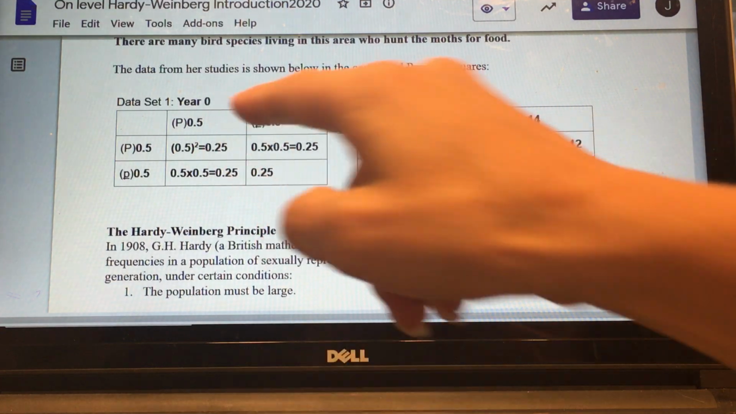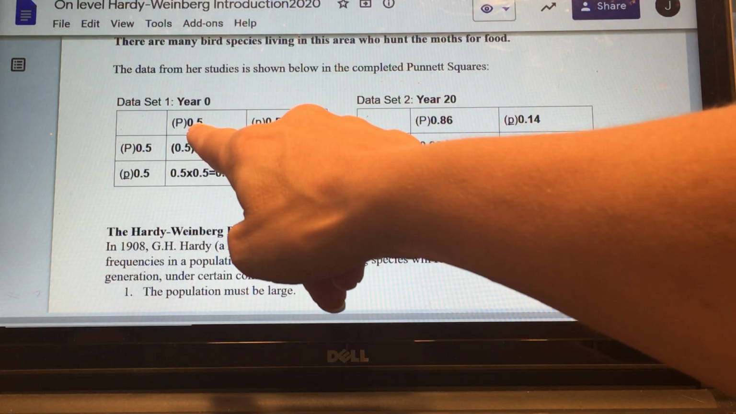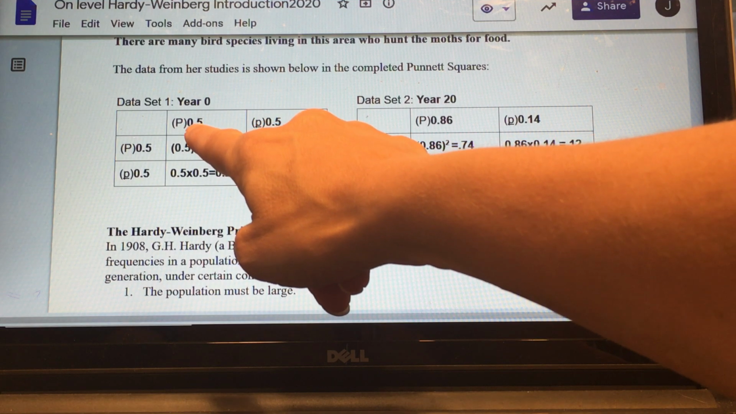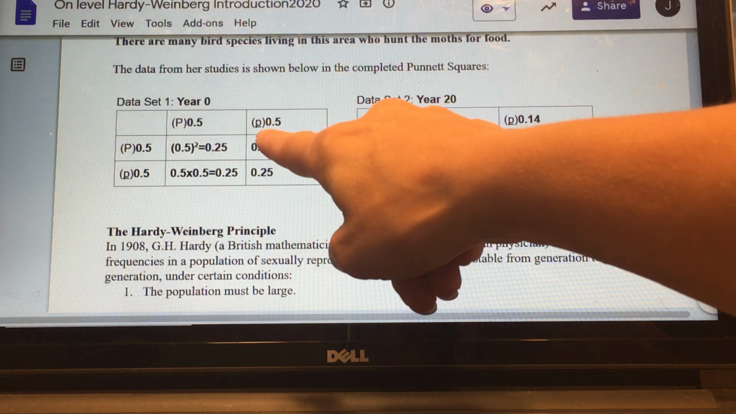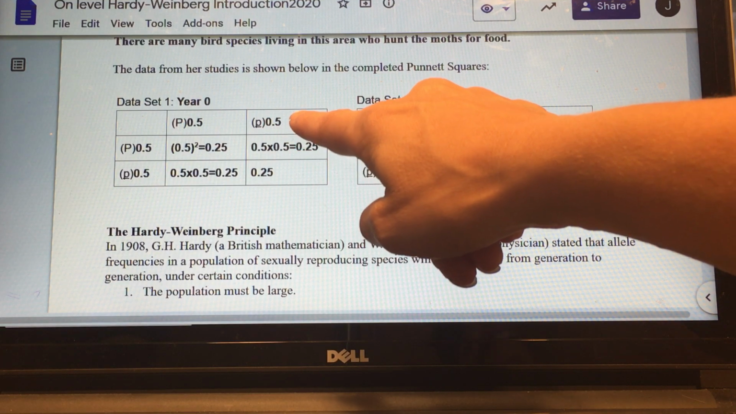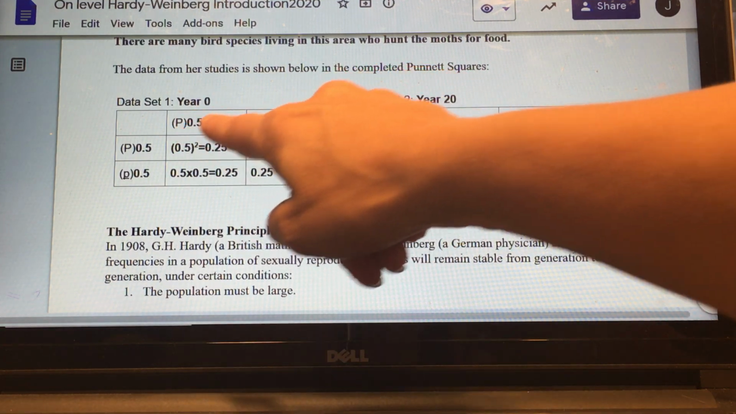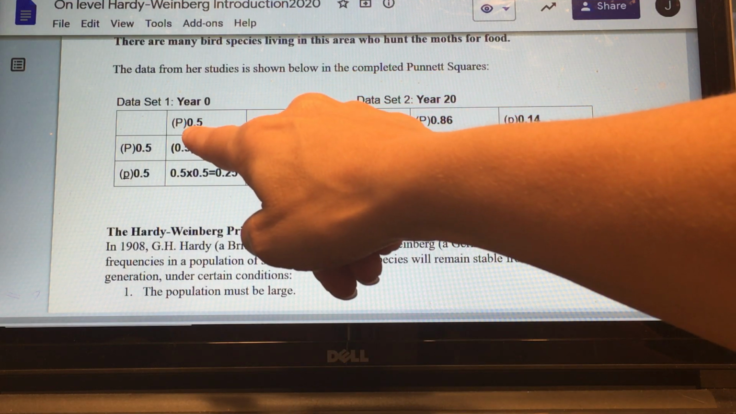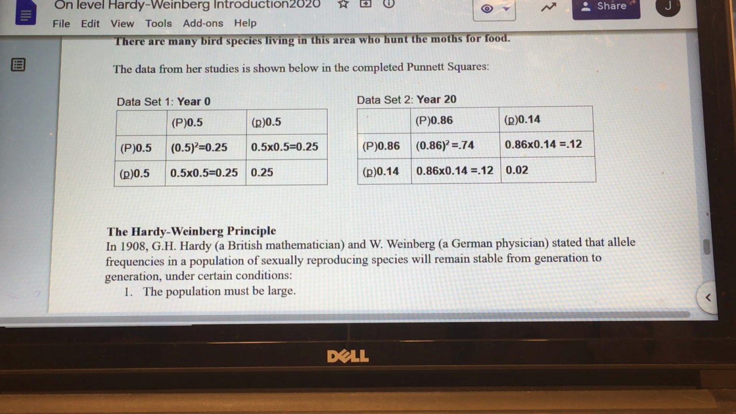An allele frequency is the percentage of each allele in the gene pool. If you look at the data set from year 0, the initial data set, the dominant allele frequency is 0.5. That means 50% of the alleles in the entire population are dominant, so the other allele frequency would also have to be 0.5. If you add the allele frequencies together, they have to equal 1. So 0.5 plus 0.5 is 1.